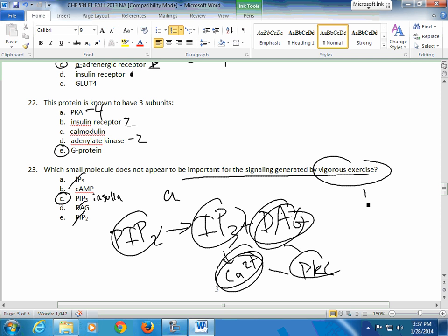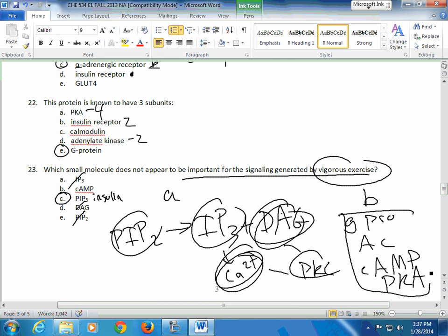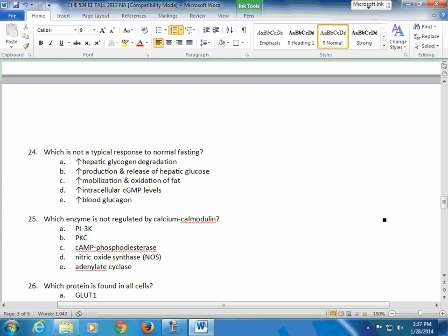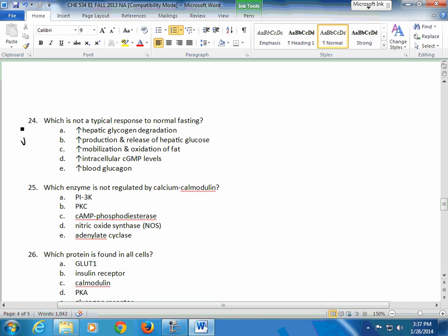Also, we're going to stimulate the beta pathway, which goes from the G protein to adenylate cyclase. It's going to stimulate cyclic AMP, and then eventually PKA. So all of these are stimulated with vigorous exercise as well. Make sure you can rattle those off really quickly. You're definitely going to see a question like this.